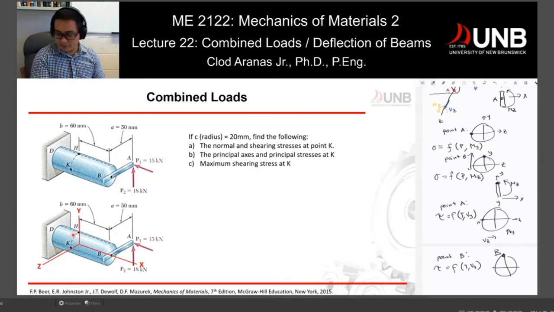Let's start discussing deflection of beams on Friday. I'm going to stop the recording. Any other questions?